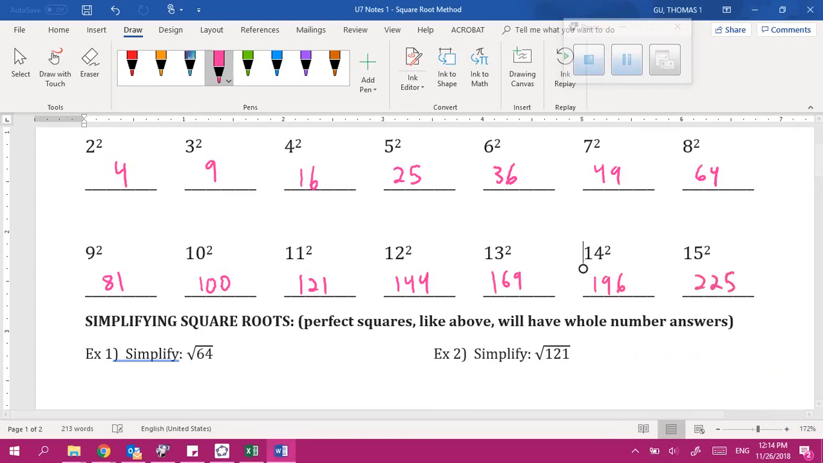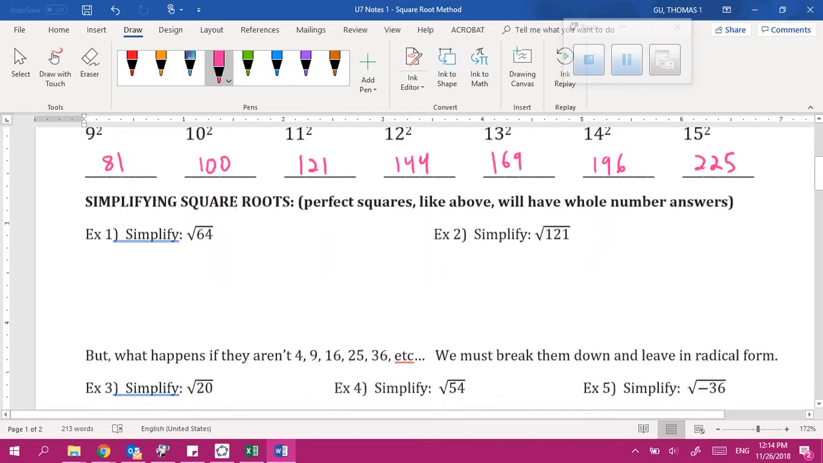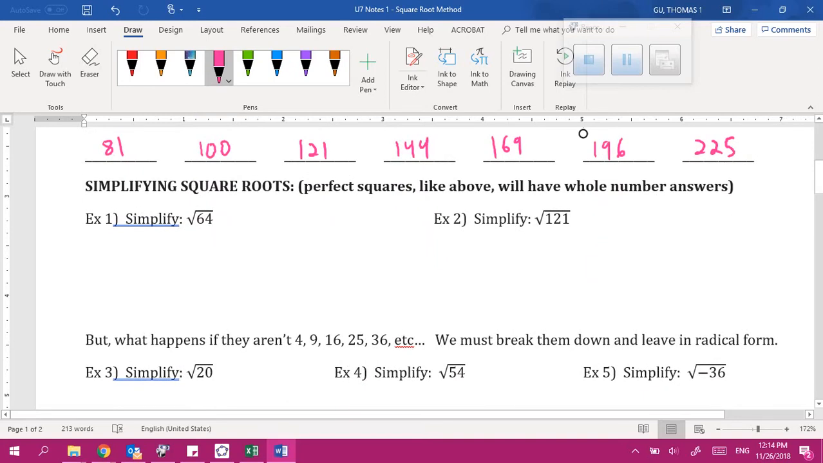So we're doing square root today. We need to know how to square, and we need to know how to take the square root. Next we will be simplifying some square roots. These examples 1 and 2 are pretty easy because these are perfect squares, so you're going to get whole number answers. On number 1, if you simplify the square root of 64, what is the square root of 64?